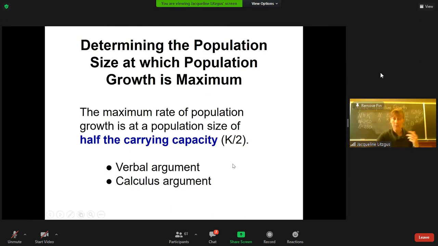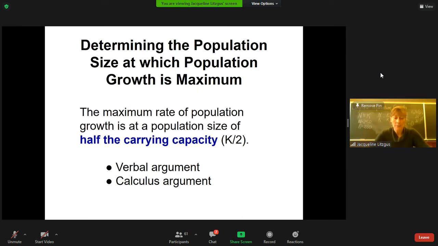There are two arguments to explain why population growth rate is maximized at half of carrying capacity. One is a verbal argument, the other is a mathematical argument. The mathematical argument does actually have to do with calculus, so we're going to do an actual, for real bit of calculus today. But first, we're going to do the verbal argument just to explain why this is happening.